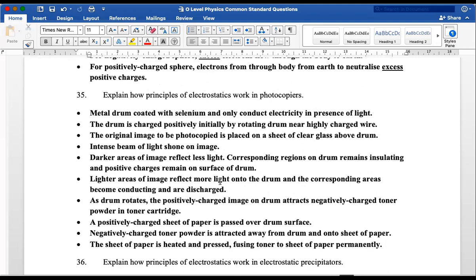How principles of electrostatics work in photocopier. The metal drum is coated with selenium and only conducts electricity in presence of light. The drum is charged positively initially by rotating the drum near highly charged wire.